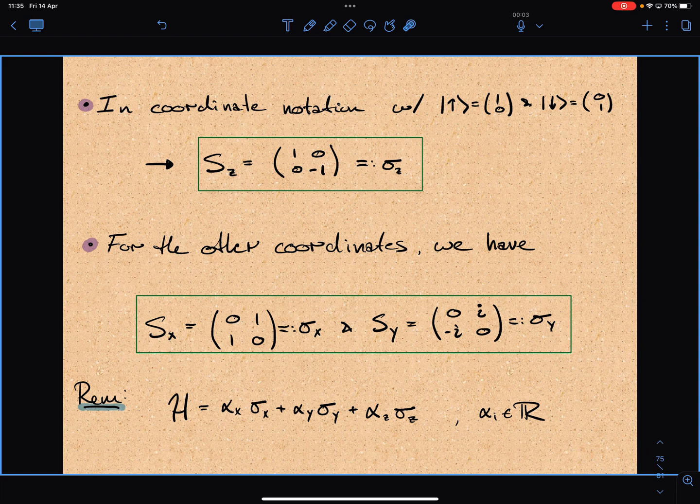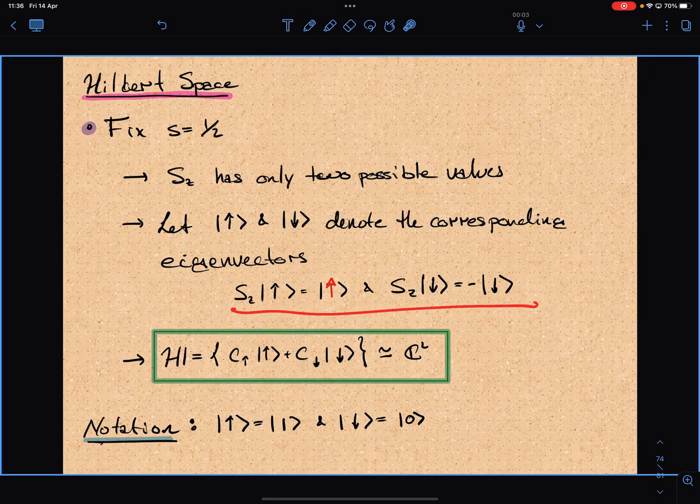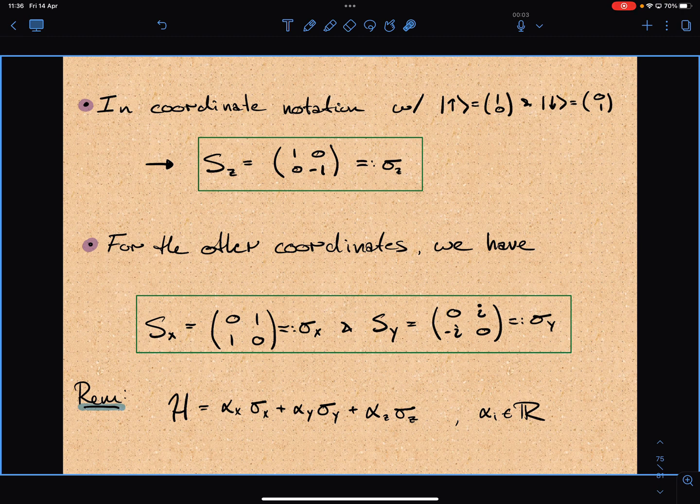So if we choose this coordinate for the basis, upspin is going to be (1, 0), and downspin is going to be (0, 1). Based on these equations right here, this is going to be my operator for measuring the spin in the c direction. So it's going to be diag(1, -1), because these are the eigenvalues. And this is also denoted sigma sub c.